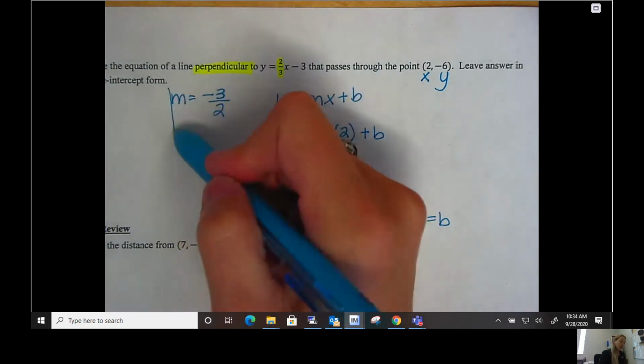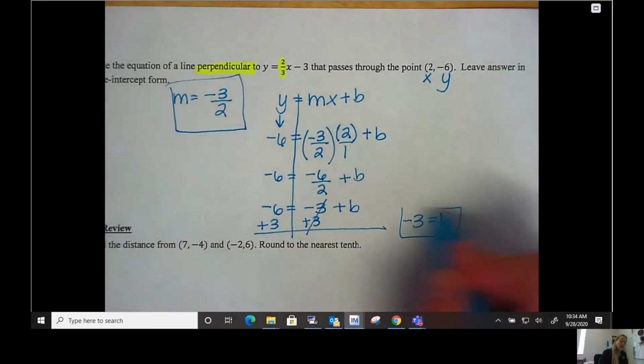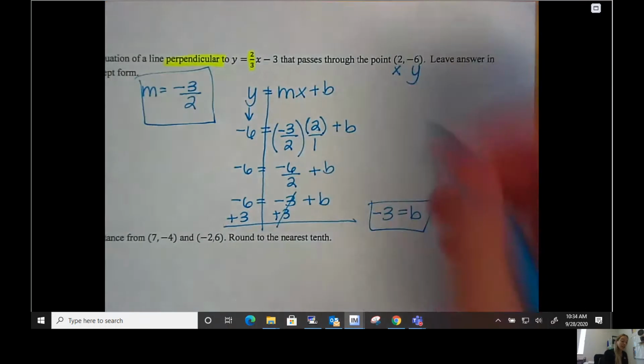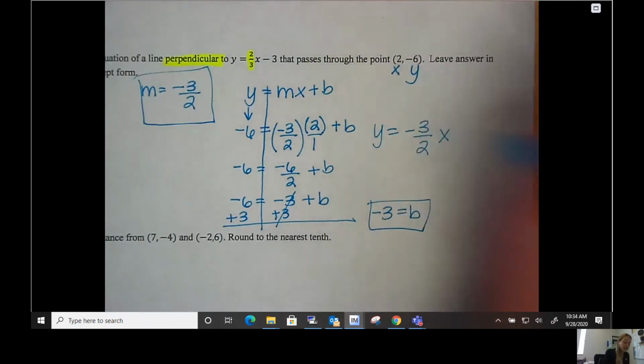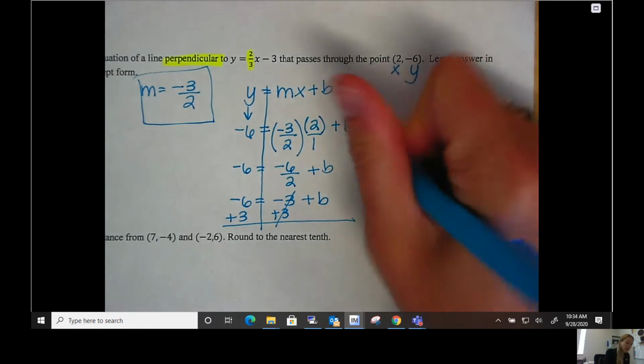So I've got my slope, I've got my b value, final step, write it as an equation, y equals negative 3 halves x minus 3.